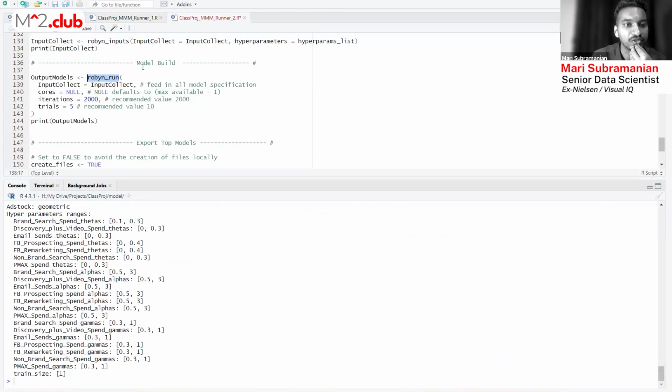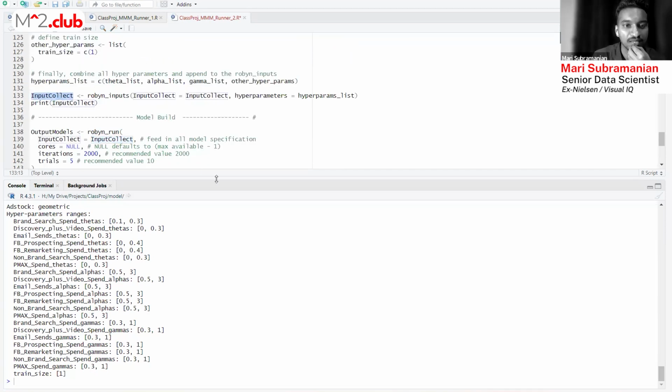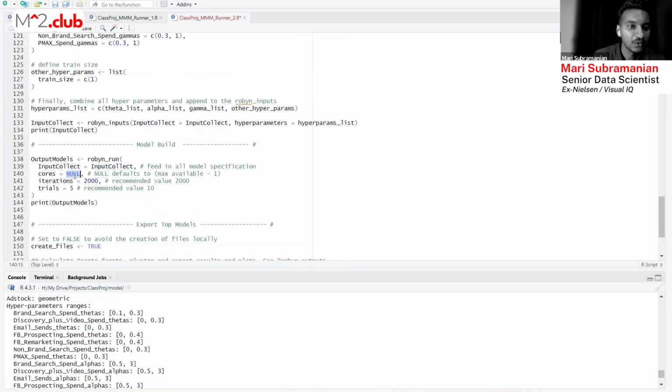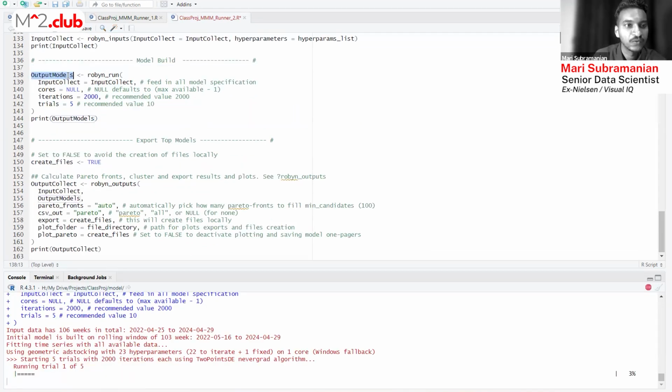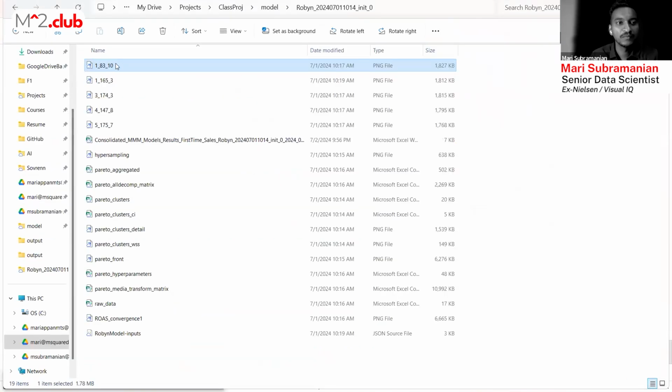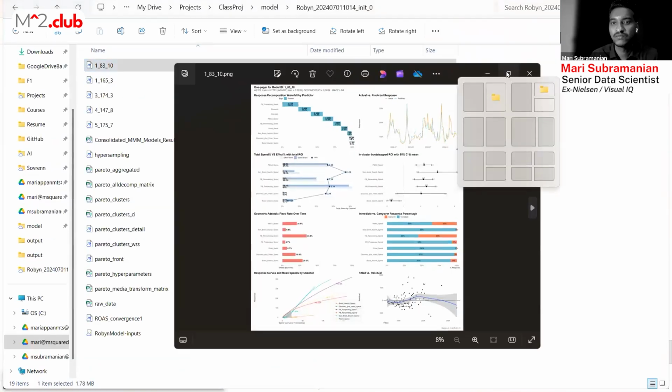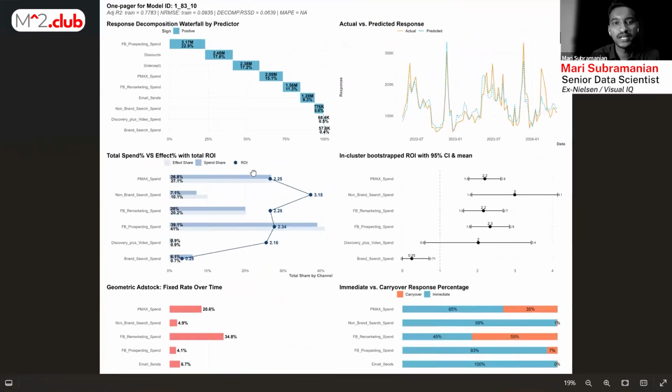Okay, so the Robyn function is going to build the model. We give the input, collect the parameters, define the cores, then iterations. It would have results across all these models. There are about 10,000 models. So now the question is, how do we select from these 10,000 models? Robyn actually gives us some functions to identify the best models. So I'm just opening one of the clusters, one of the models here. And this is how you read the Robyn output.